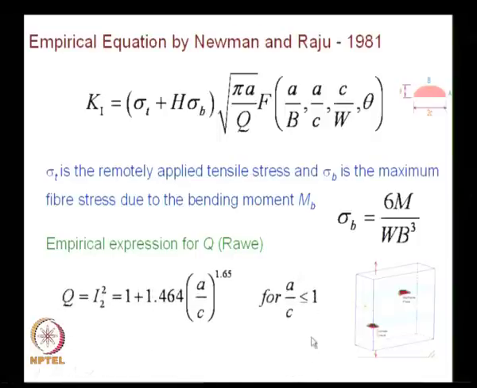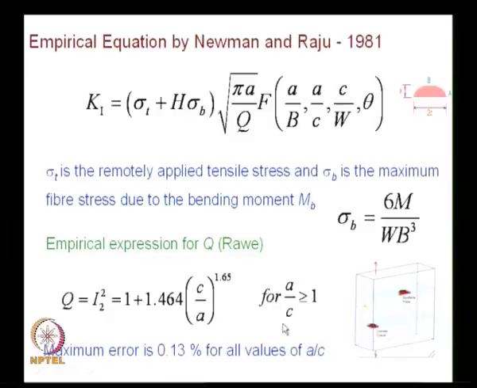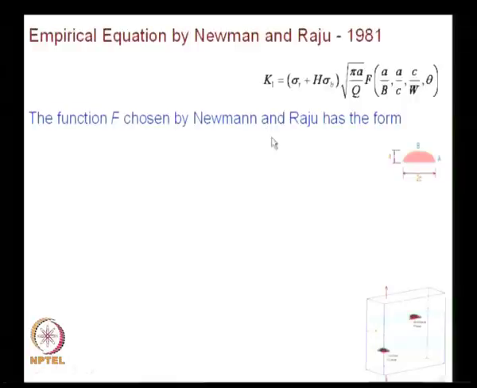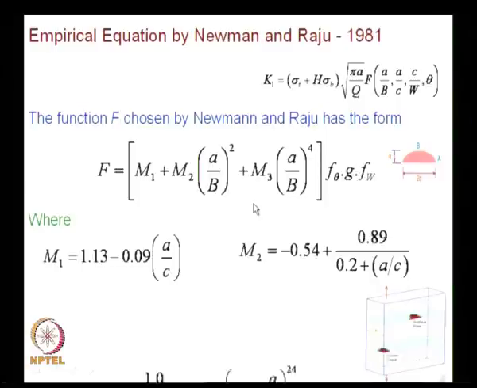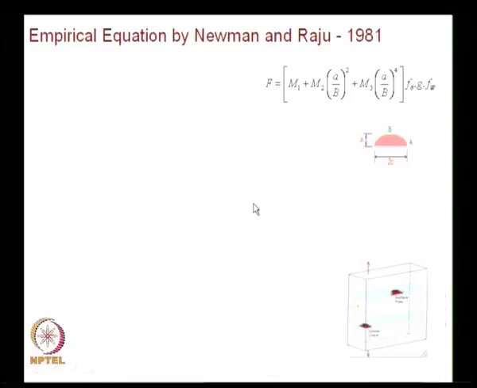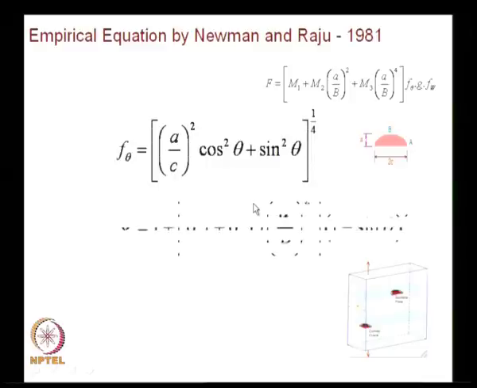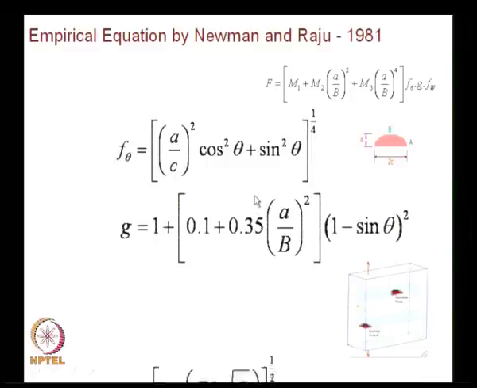This is given for a by c less than or equal to 1, also given for a by c greater than or equal to 1, and if you do this with this kind of an expression, the maximum error is about 0.13% for all values of a by c. Then we moved on to look at what are these functions f. This has a component of m1, m2, m3, and these were also defined. All these equations you had written in the last class. We have also looked at the functions f theta, g as well as f w.